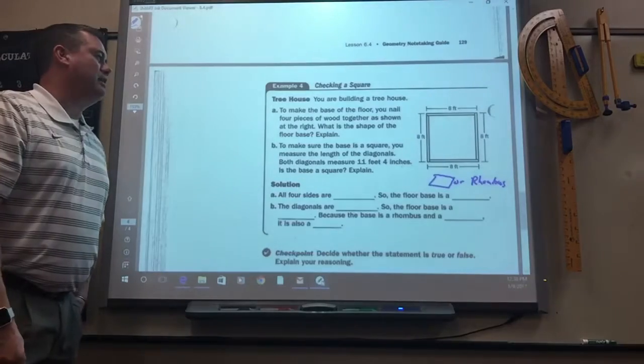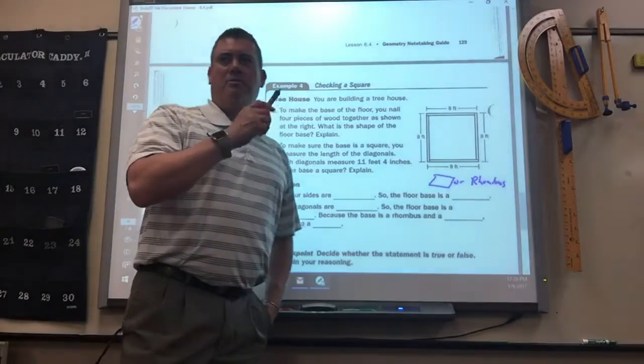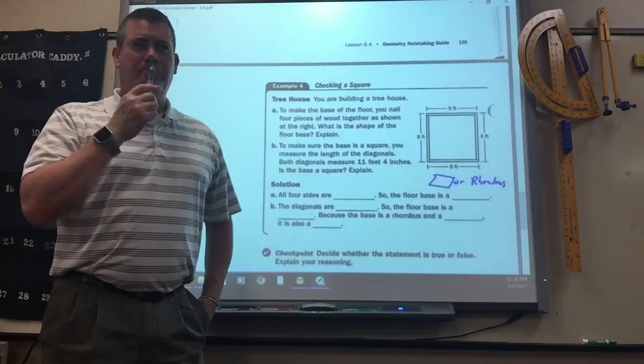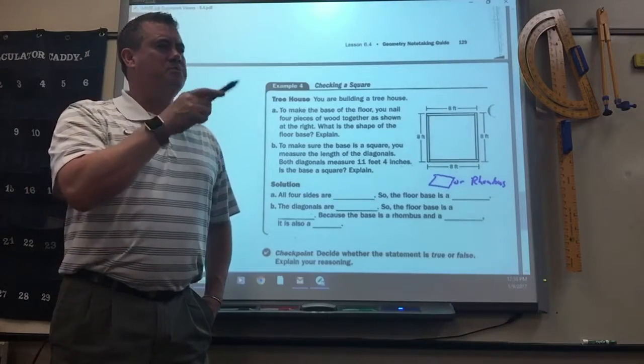Do you know how carpenters check to make sure something's square? There's two things they can do. The what? Well, yeah, you guys put your iPads away.